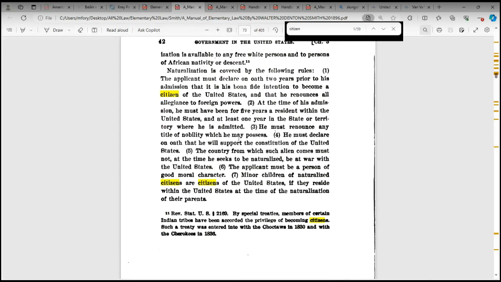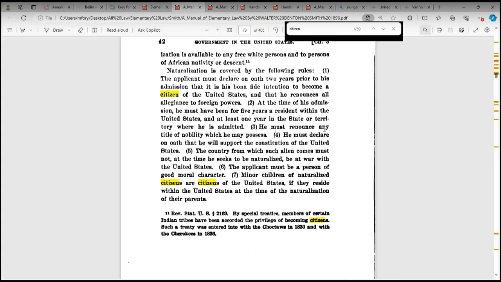Naturalization is covered by the following rules. 1, the applicant must declare an oath 2 years prior to his admission, and it is his bona fide intention to become a citizen of the United States and that he renounces all allegiance to foreign powers. 2, at the time of his admission, he must have been for 5 years a resident within the United States and at least 1 year in the state or territory where he's admitted.